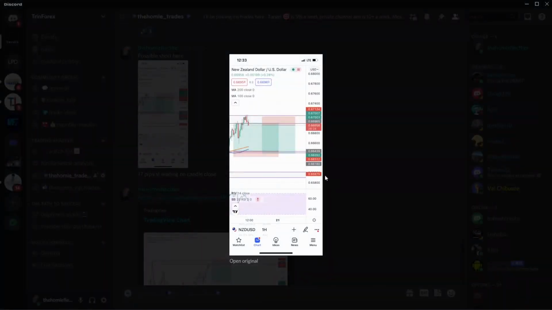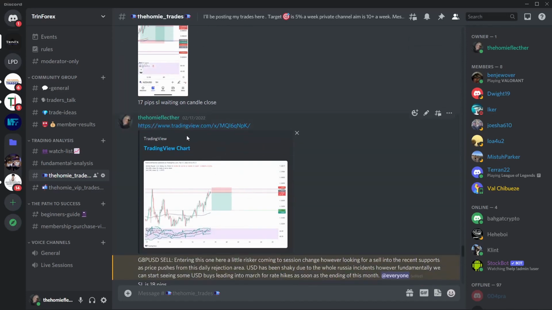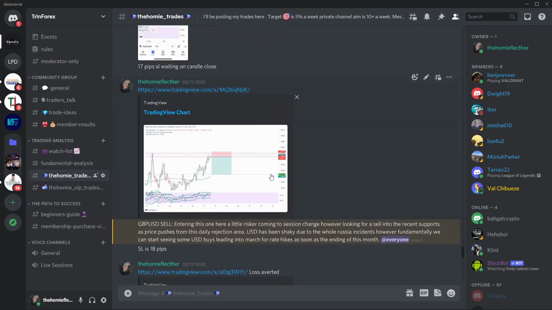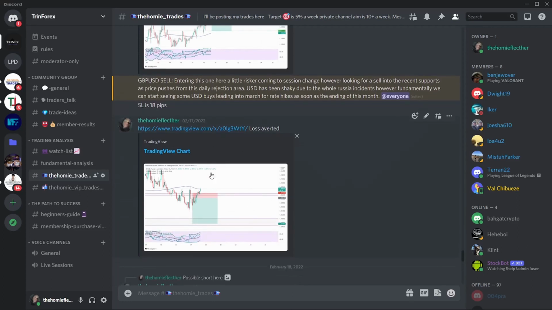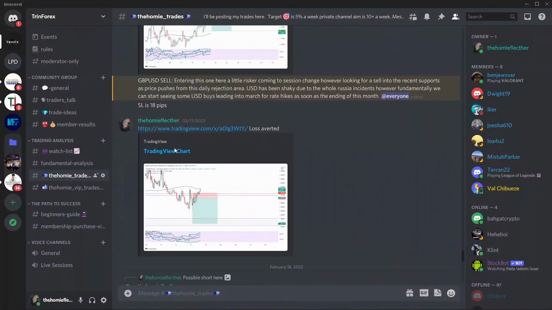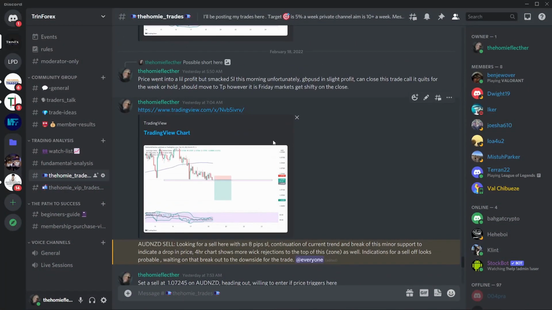And this was a possible short here on the NZD USD. I did not end up taking it, but it was 17 pips of a stop loss, waiting on candle close, then enter, right? And we averted the loss. Here's that. And sorry, I'm just running through these real quick, right, guys, because this is just a recap. Not much to say in terms of something that we could have done better.